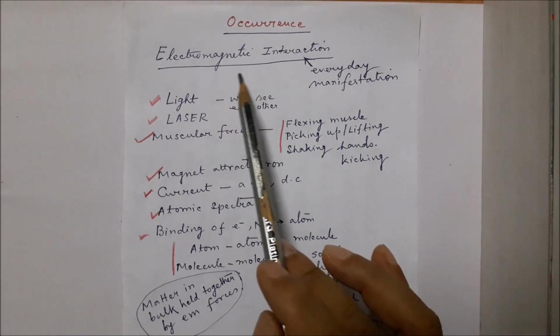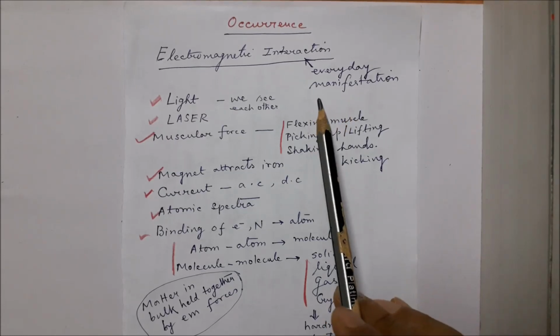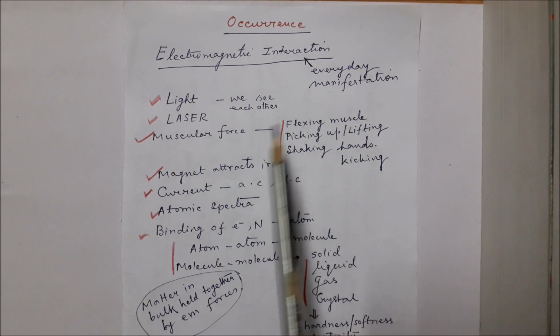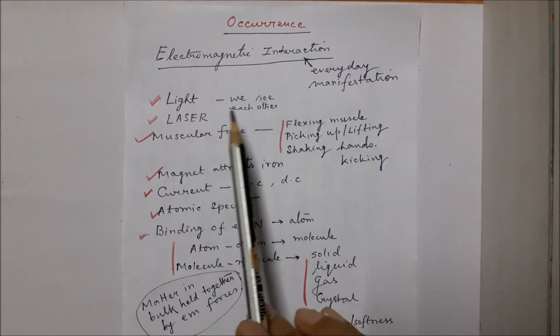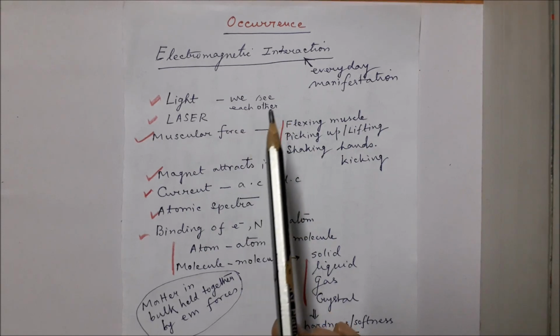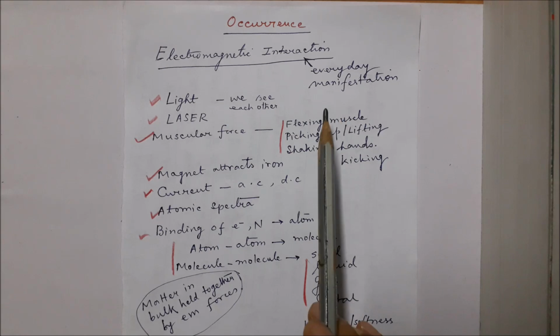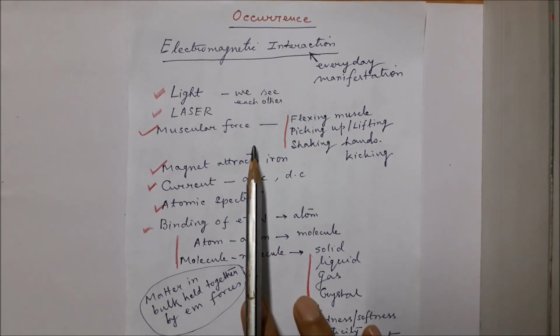Now comes electromagnetic interaction, which has a number of everyday manifestations. We see each other with light. You are listening to this lecture using lasers in computers and so on and so forth. All these are manifestations of electromagnetic interaction.